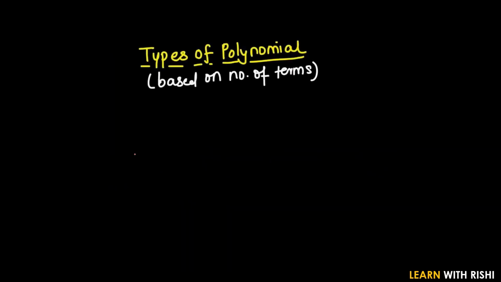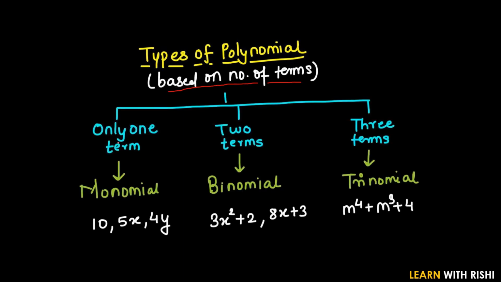Let us discuss the types of polynomial. There are different classifications of polynomials. This classification is based on the number of terms that an expression has. It can be divided as only one term, two terms, three terms. These are the basic types of polynomial. We can divide it further as 4 terms, 5 terms, 6 terms, but we usually write only the first 3 classifications. If an expression has more than 4 terms, we directly call it polynomials.